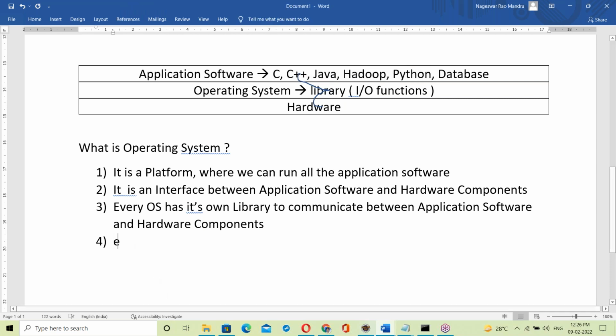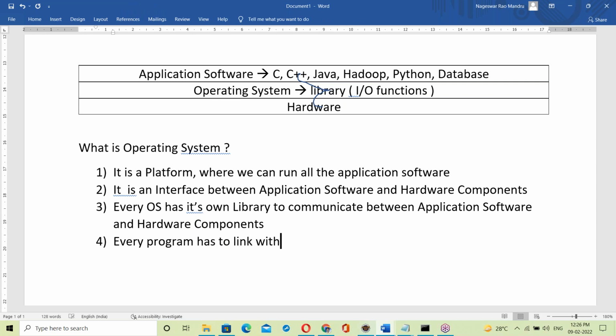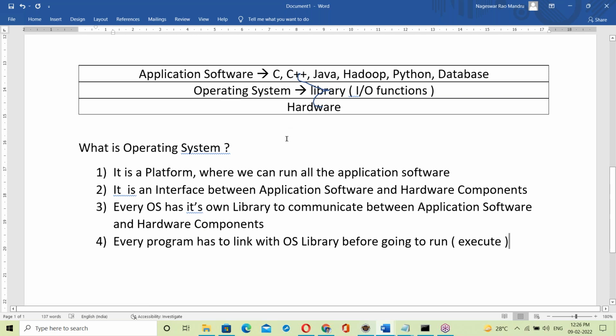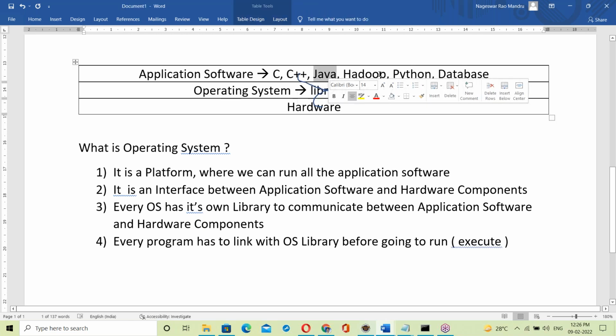Every program has to link with the OS library before going to run or execute. That linking may be static linking or dynamic linking. Suppose C and C++ use static linking. Java and Python use dynamic linking.